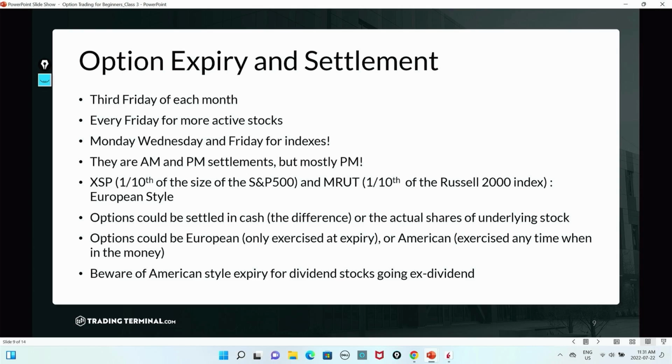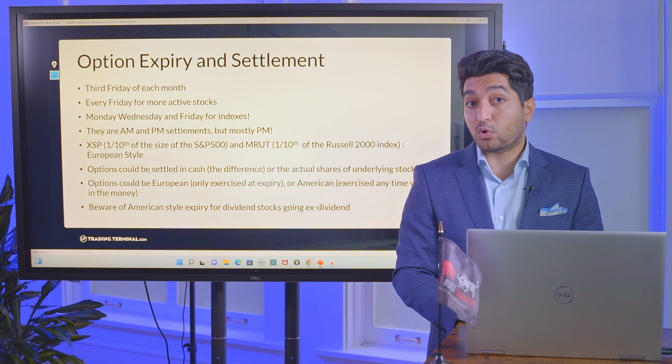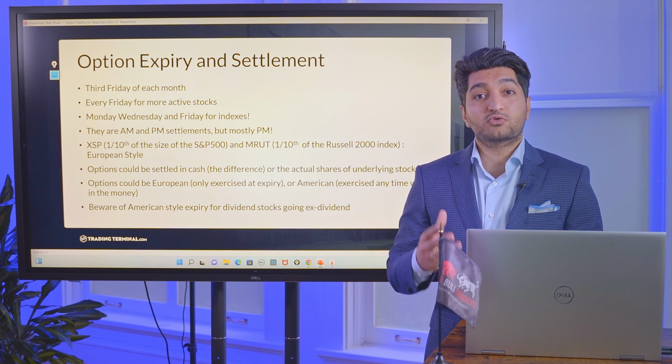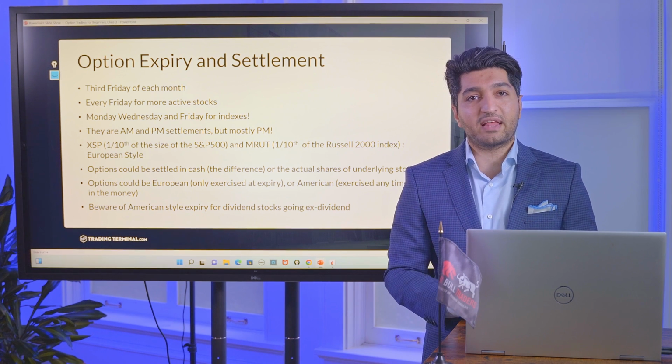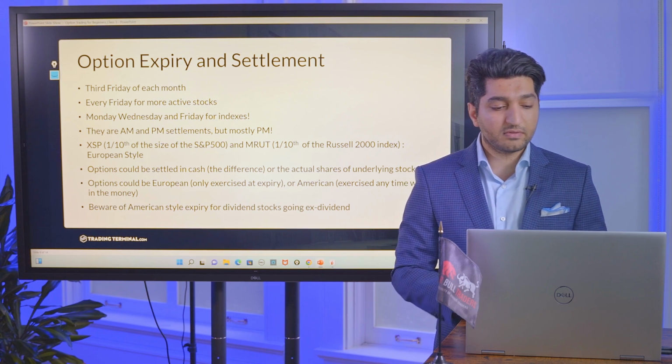Now, the options could be settled in cash, which is the difference, or the actual shares of the underlying stocks. Options could be European, which means they only are exercised at expiry, or American. They can be exercised at any time when in the money. Be aware of American style expiries for dividend stocks going ex-dividend. That is usually the only time you might get early assignment if you've sold some calls, because the person who has bought the call wants to change it into stocks to make sure he or she gets a share of that dividend. So be mindful of early assignment, especially for the stocks that give out dividends.